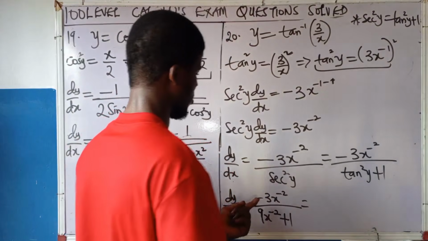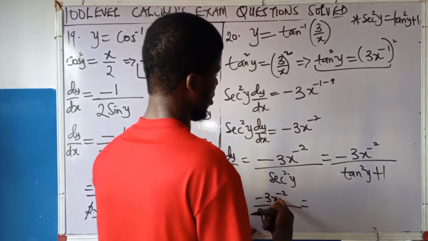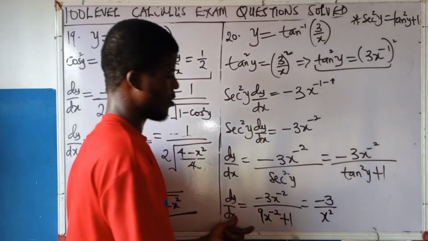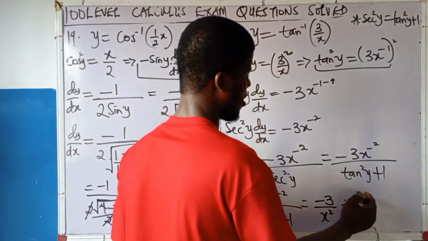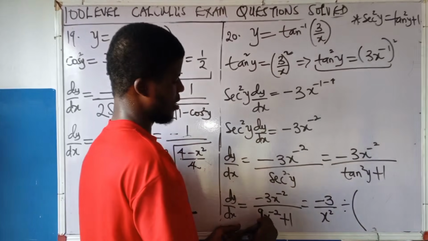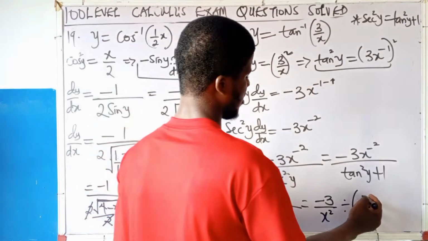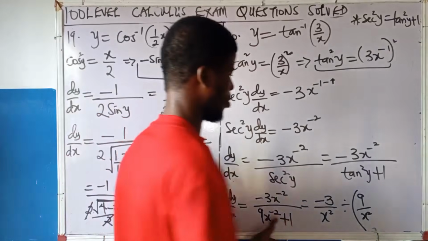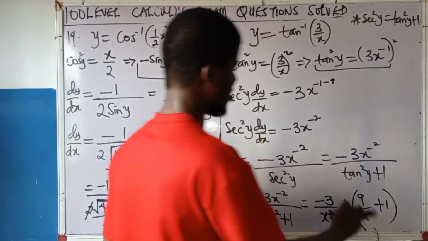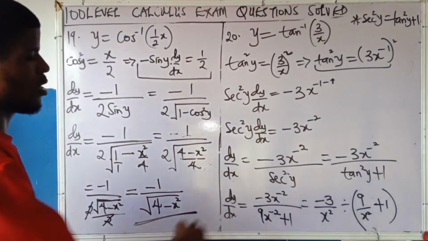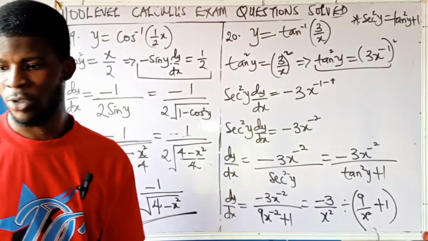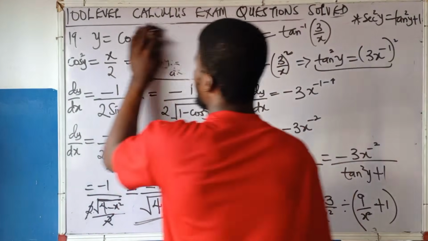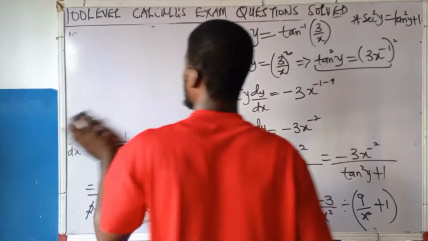So what's going to happen now? The numerator here has a negative power for x, so I can write minus 3 over x squared. You agree? Then this is divided by everything under. It is 9x to the power of minus 2, which I can write as 9 over x squared. Then the plus 1 is still there. So let me simplify that. Anything I get from the simplification gives me the answer. In a few steps, the derivative will come out.